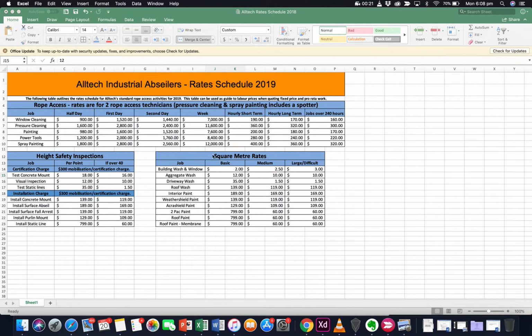Okay guys, so you're going to get a copy of this today. It does have some basic rates in here. It talks about window cleaning, pressure cleaning, painting. These are all sort of by the day rates.